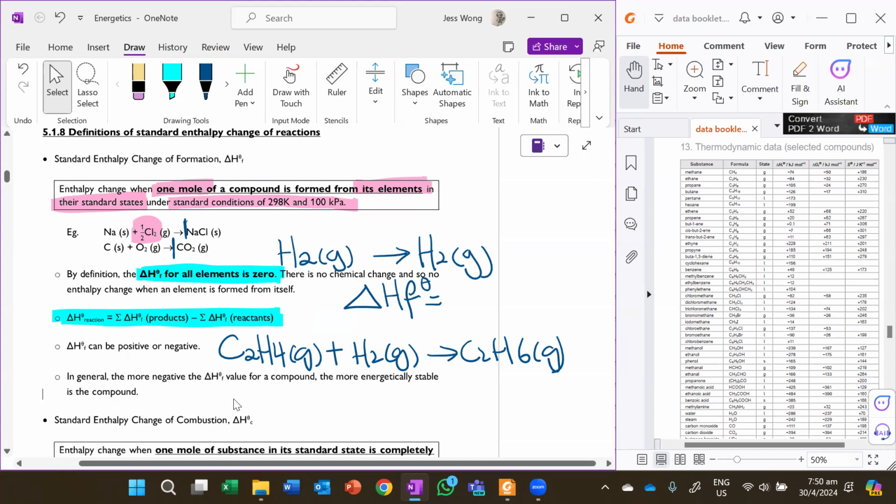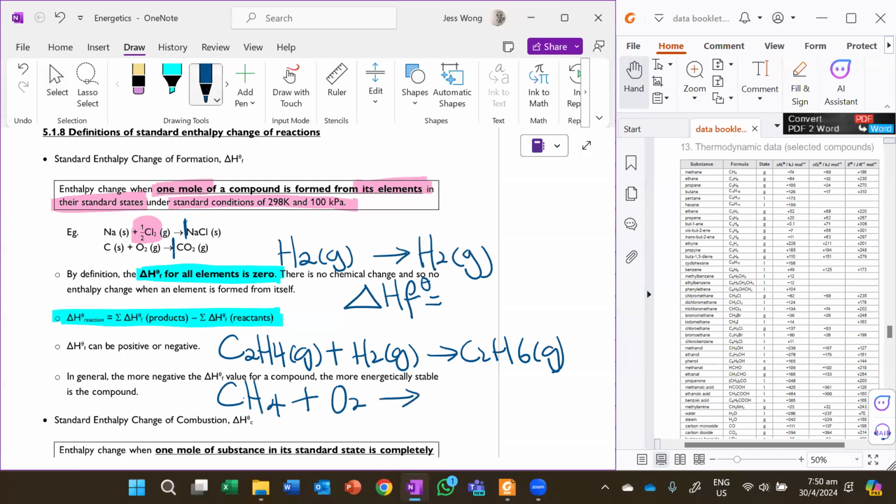So example, let me see whether I can give you a better example. Okay, for example, let's say I have CH4 burn in oxygen to give me CO2 plus 2H2O. So if you look at my equation, I need to put in the state symbols because it's a thermochemical equation. And then after I balance the equation, maybe I'll get something like this.